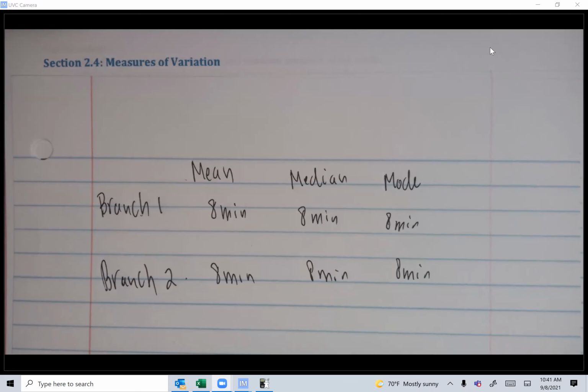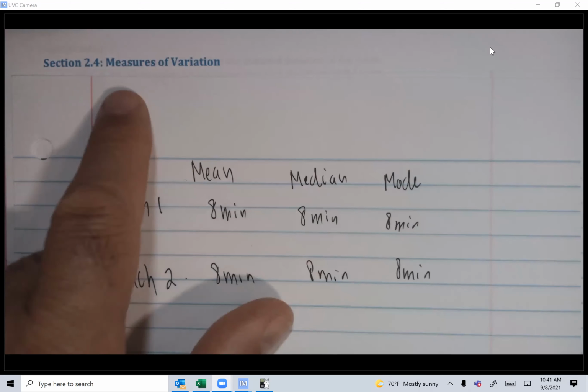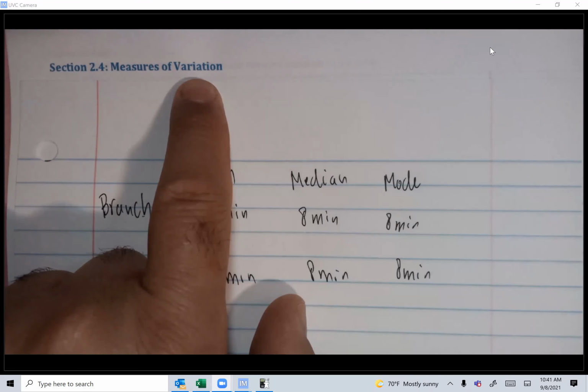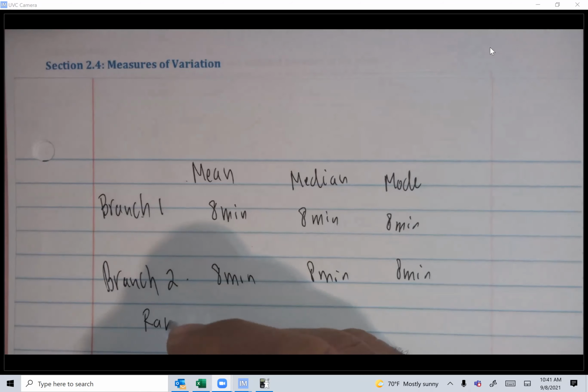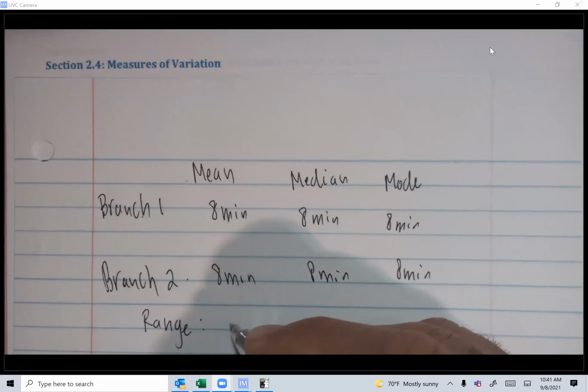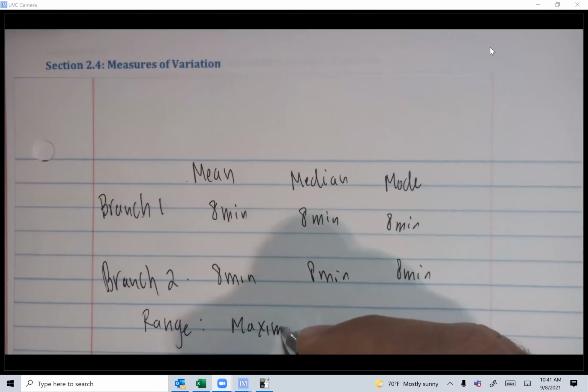So there must be some other numbers that you can learn about, and that will help us make a decision. And those other numbers are called the measures of variation. The first one, guys, is called the range. I don't know if you heard of the range. The range is the maximum value minus the minimum value.